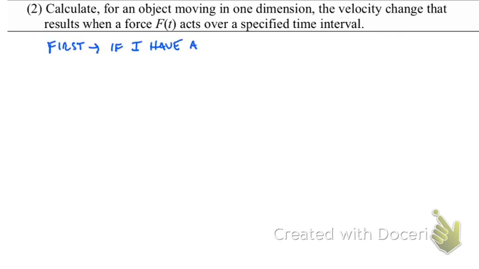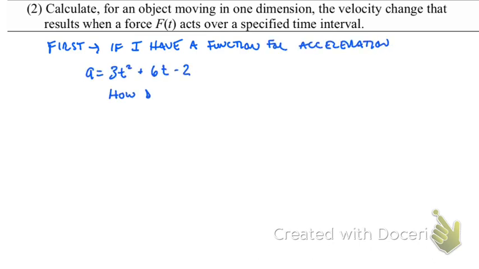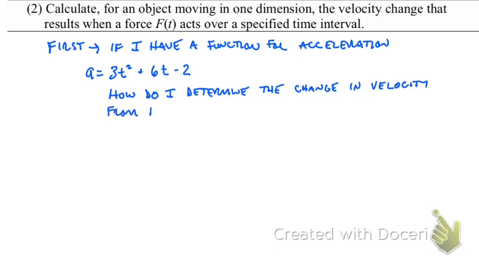Well, before we get into that, what if we have a function for acceleration and we want to know what the velocity change was over a specific time interval? So let's say I have a equals 3t squared plus 6t minus 2. How do I determine the change in velocity from 1 to 3 seconds?